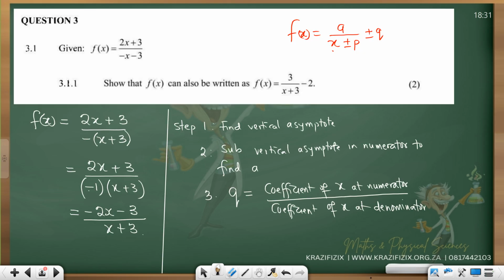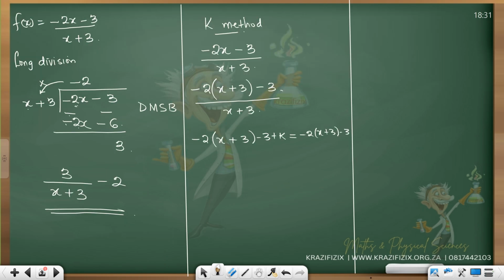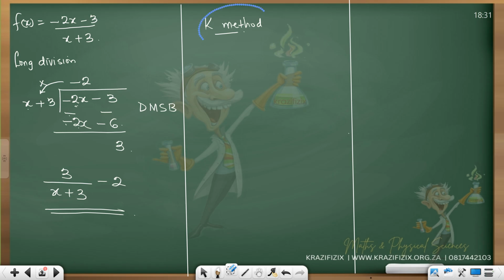Look at the note I gave you. Let's use this one, the shortest one. I've forgotten that K method thing, but I'll remember along the way. Let me use my notes. That one is a lot simpler. What is the first step?